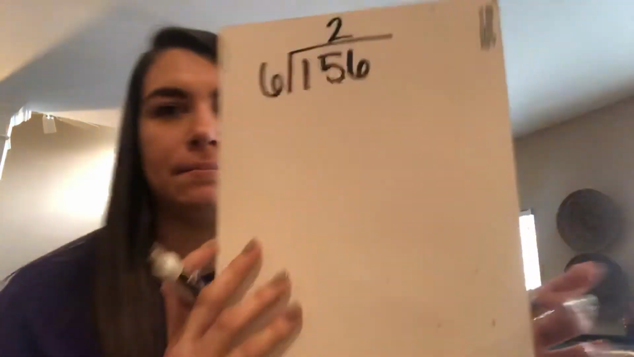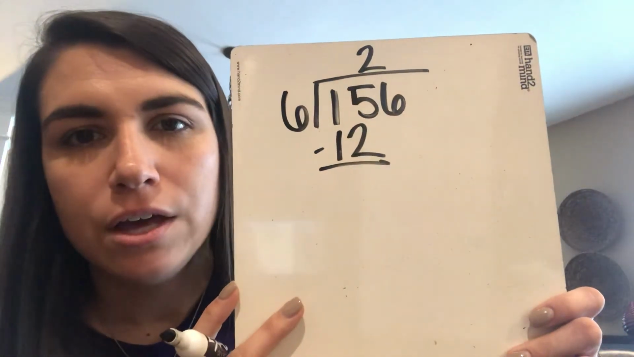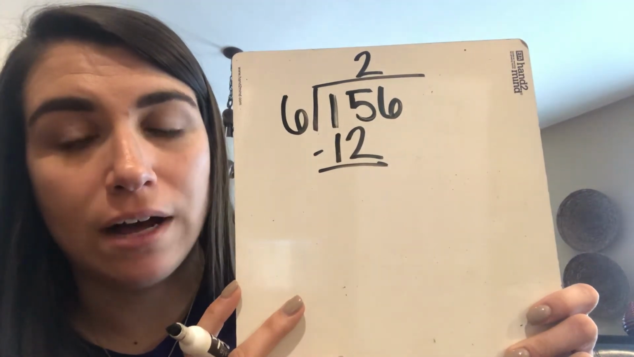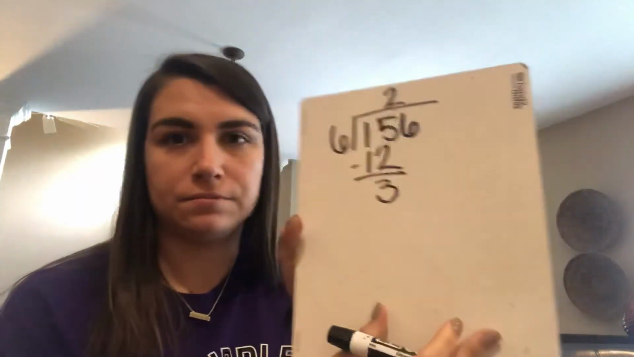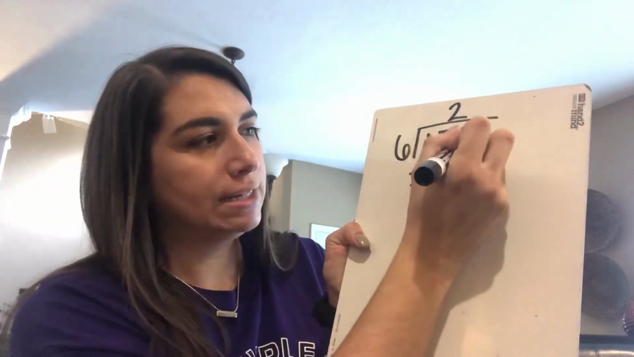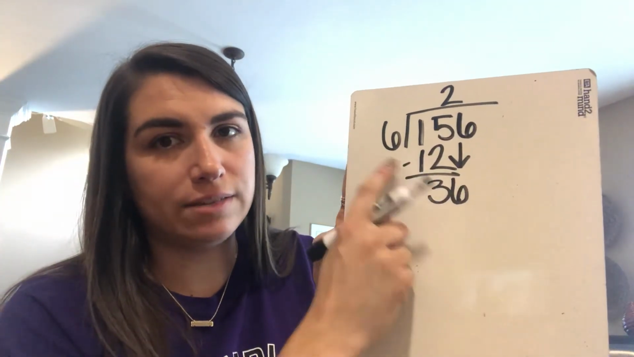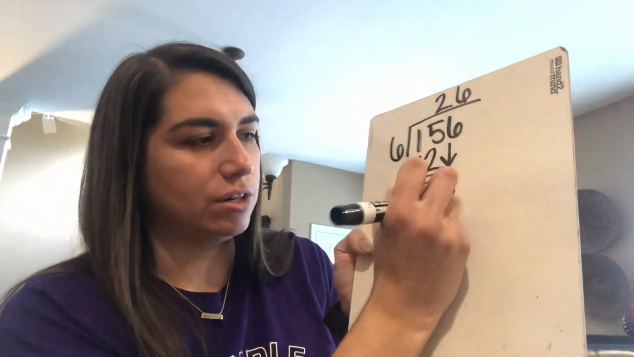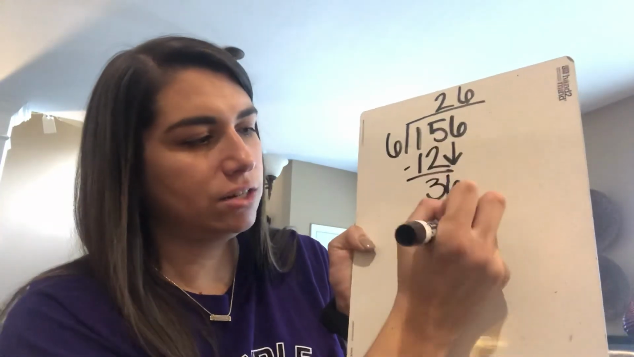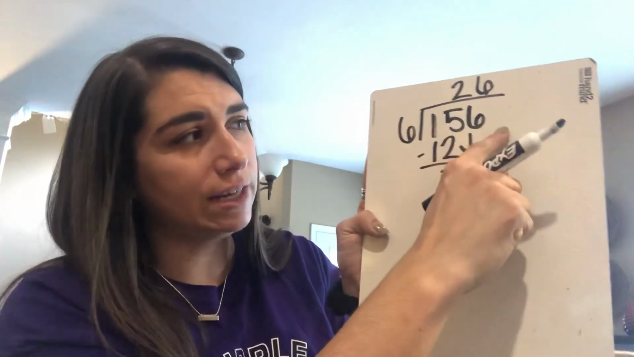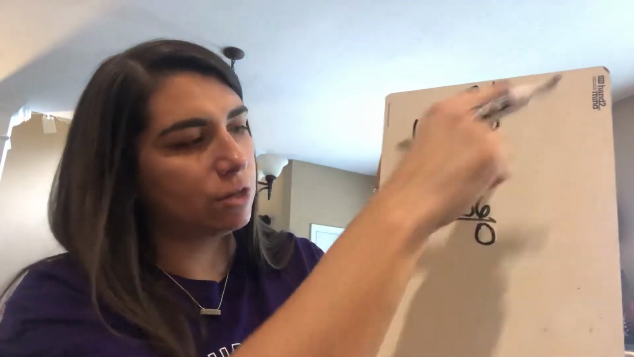So the 2 goes on top because this is going to be 12 then on the inside. 6 times 2 is 12. So then I'm going to take 15 minus 12. 15 minus 12 is 3. And then I need to bring down my 6, which is 36. And then 36 divided by 6, I know that's going to be 6. So 6 times 6 is 36. 36 minus 36 is 0. There's nothing else to bring down. 0 is smaller than 6, so my remainder would be 0.